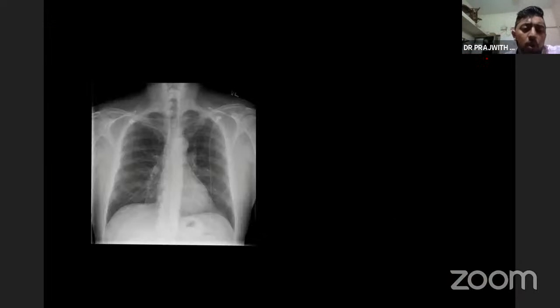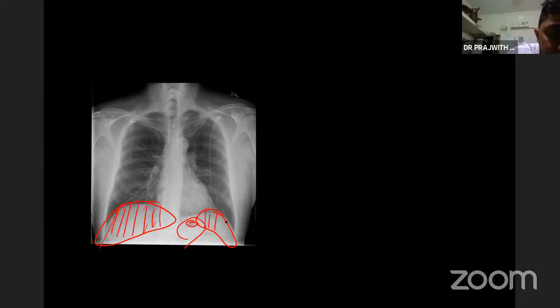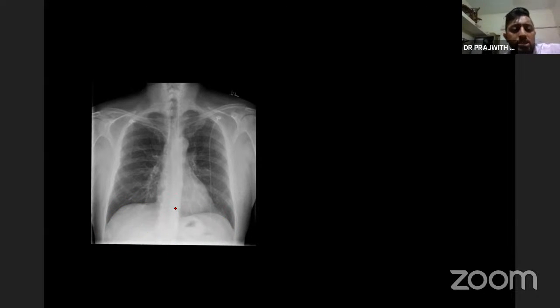Okay, so this is how we get an X-ray. Now you look at this image. We have a liver here, we have a spleen here, we can see a fundal gas shadow here. Now this is how we can see the liver, the spleen, and the fundal gas shadow. See, this is the liver, this is the spleen, this is the fundal gas shadow.